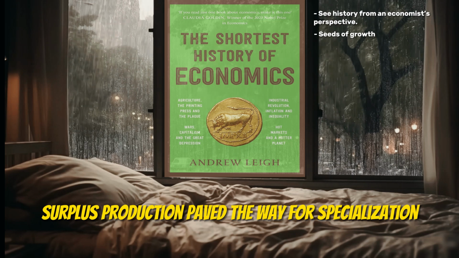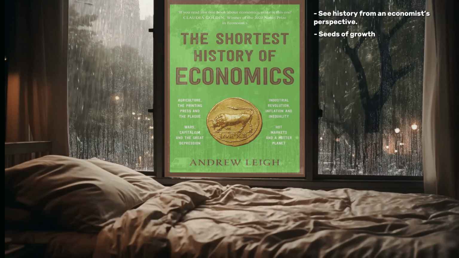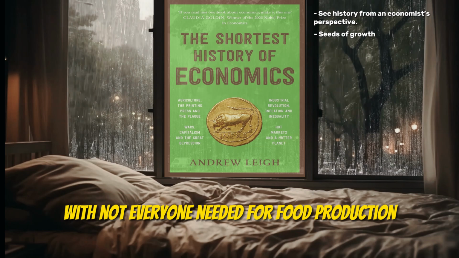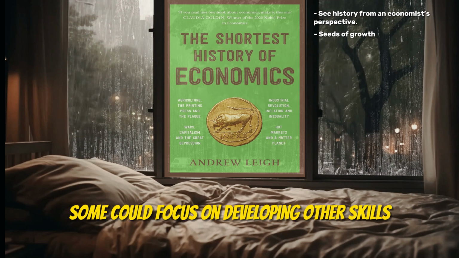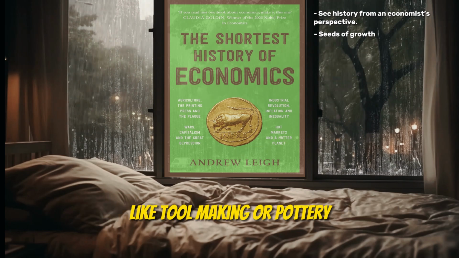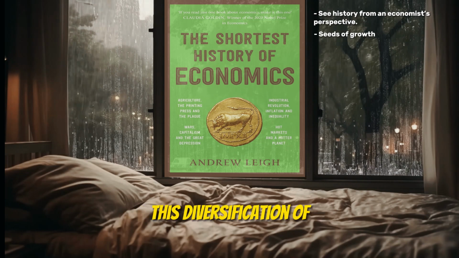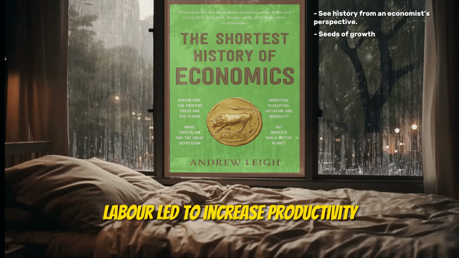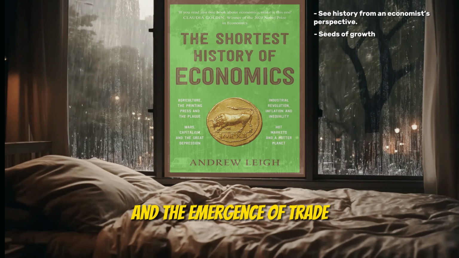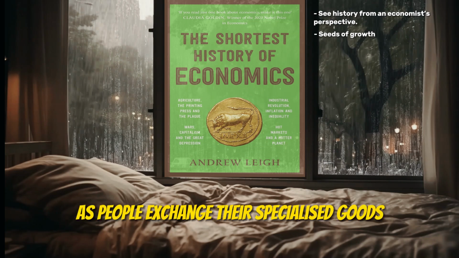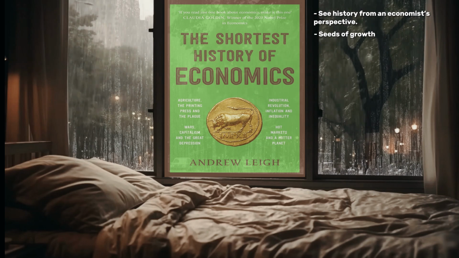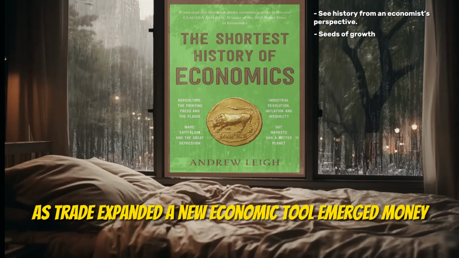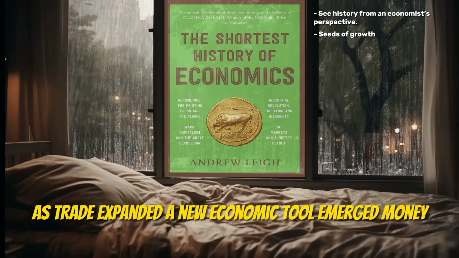Surplus production paved the way for specialization. With not everyone needed for food production, some could focus on developing other skills, like tool-making or pottery. This diversification of labor led to increased productivity and the emergence of trade as people exchanged their specialized goods and services. As trade expanded, a new economic tool emerged: money.